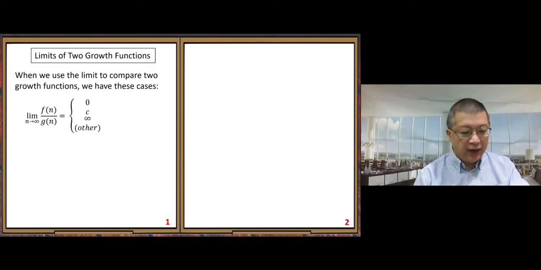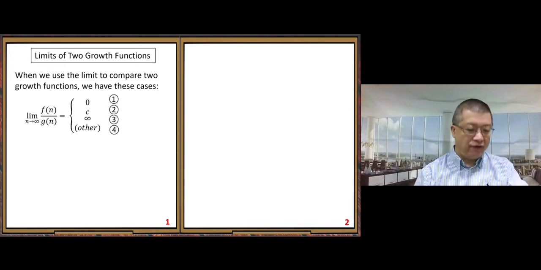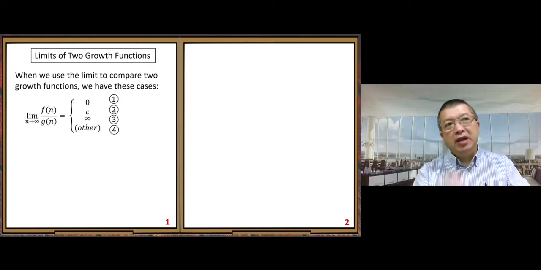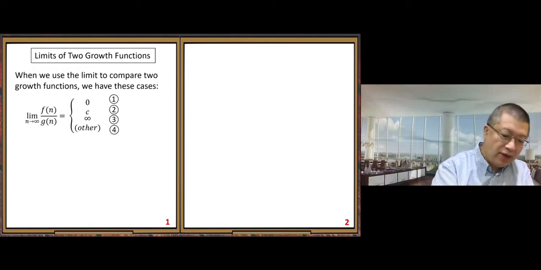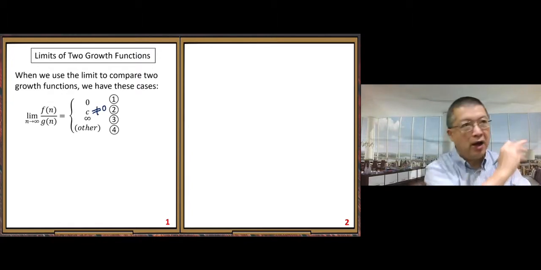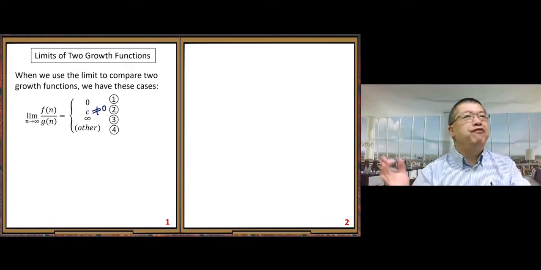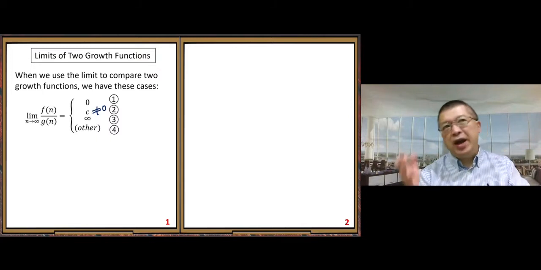You can see we have these four cases. The first one, limit 0. The second one, limit equals a non-zero constant c. C cannot be 0, so we separate 0 and non-zero numbers. The third one, infinity. Infinity we cannot treat as a number. Infinity is not a regular number, so we should treat it differently.